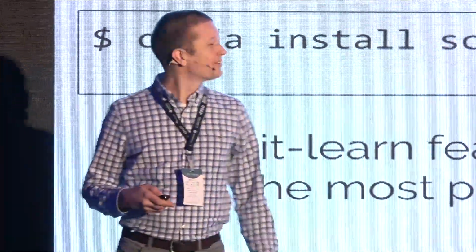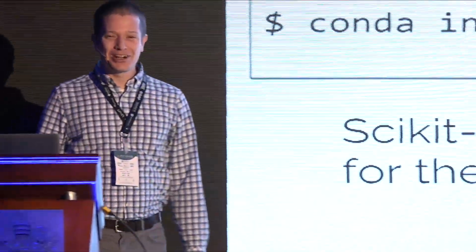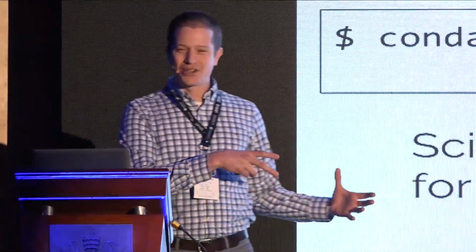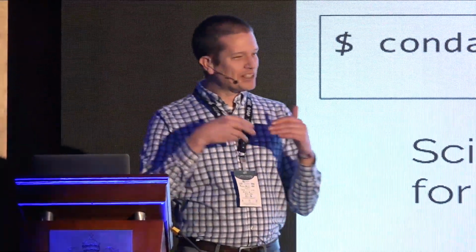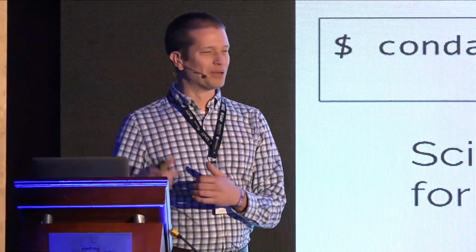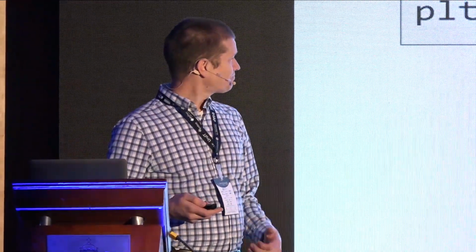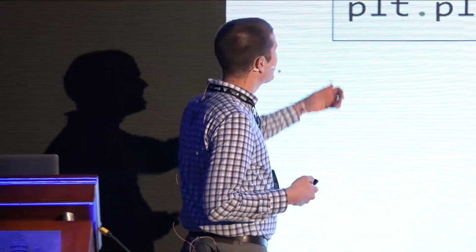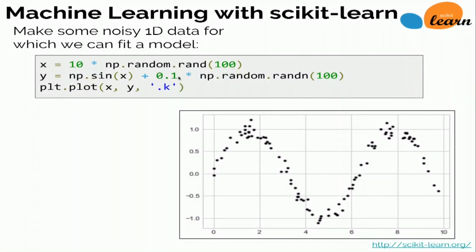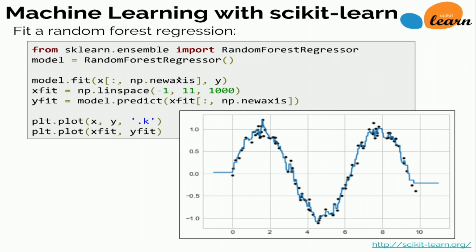Oh, Scikit-Learn, there it is. So Scikit-Learn is, if you want to take these SciPy tools and express machine learning models in a very simple API. What Scikit-Learn lets you do is take data like this. So here's a noisy curve of x versus y data. And you can do things like compute a random forest regression that lets you predict the model between the x and the y data right there.